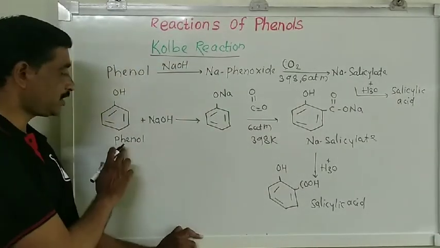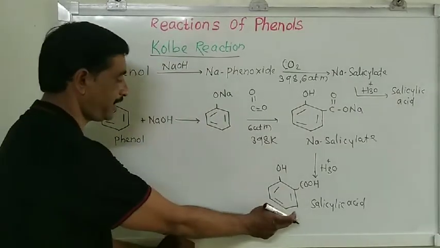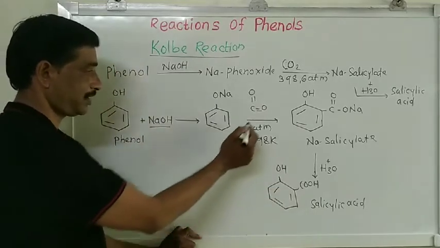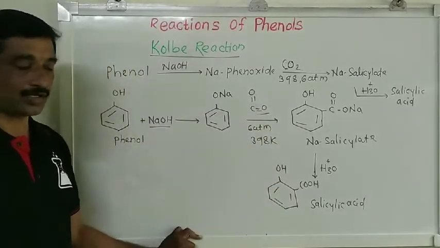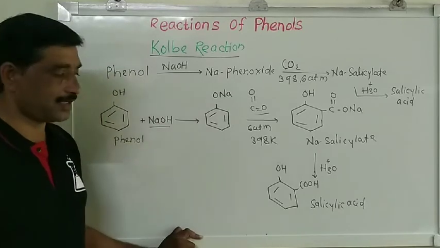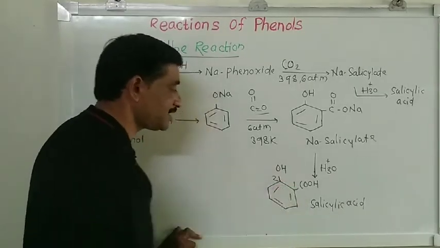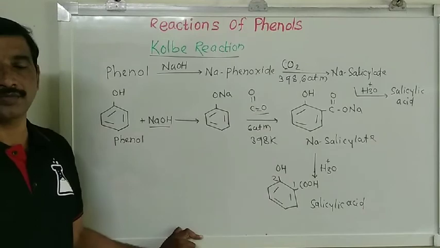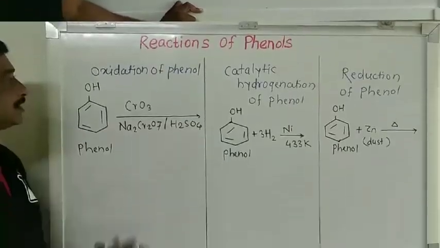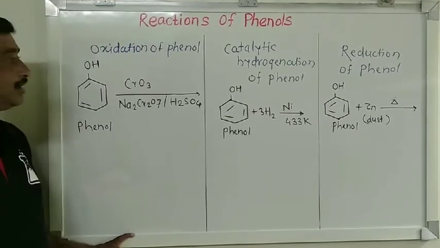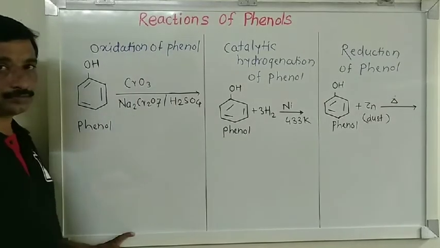What is the Kolb reaction? Conversion of phenol into salicylic acid by reaction with sodium hydroxide and carbon dioxide is known as Kolb reaction. The IUPAC name of this salicylic acid is 2-hydroxybenzoic acid. The next chemical reactions of phenol are oxidation of phenol.